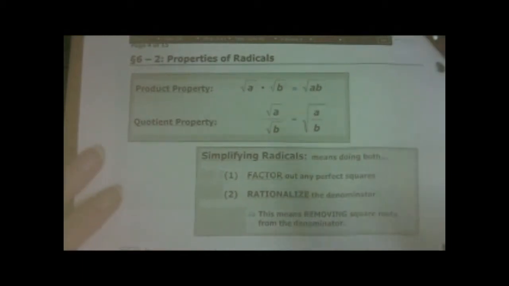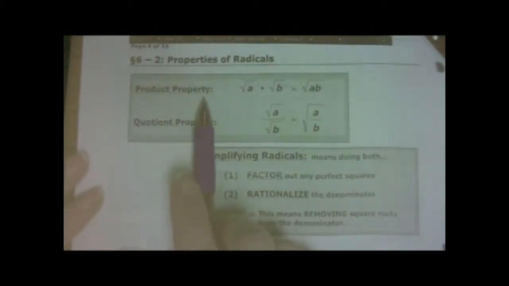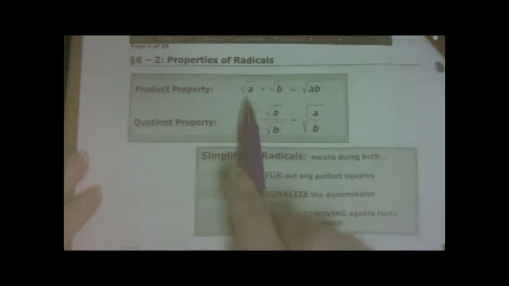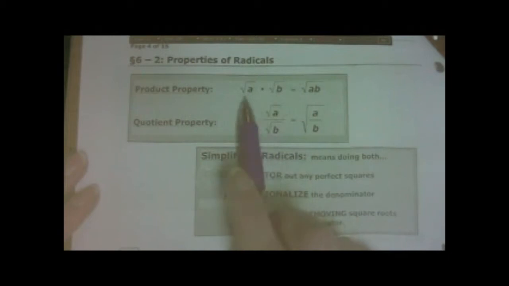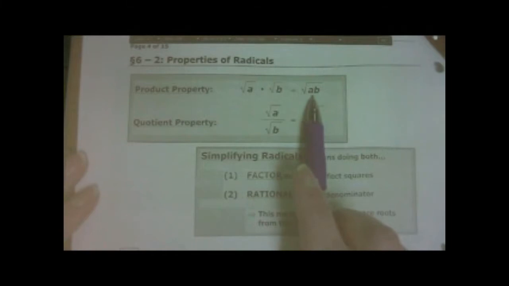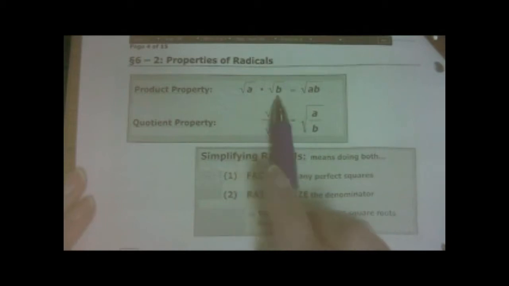All right, so first of all, we have the product property. And what that says is if I have two roots and they have to be of the same index. Remember, the index is that little number right here? Well, this is a square root and this is a square root. If they are the same index, you can just make them one root by multiplying this by this. Okay? Now, this also works in reverse. So if you have this, you can split it up into two separate radicals with a multiplication sign between them.